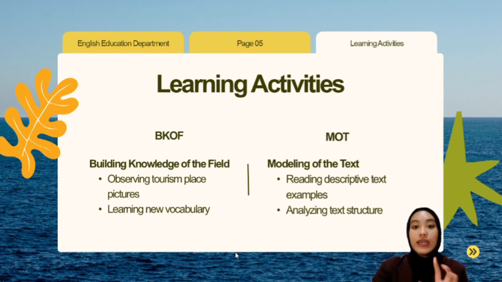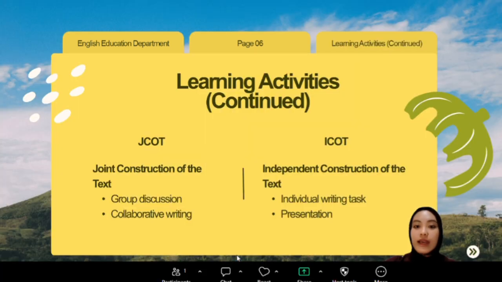And the second stage is modeling of the text, or MOT. Students read examples of descriptive text and analyze their structure and language features. Through this stage, students gain a clear understanding of how descriptive texts are organized and written. And the next slide is about the learning activities.